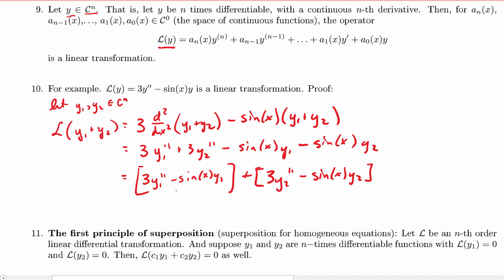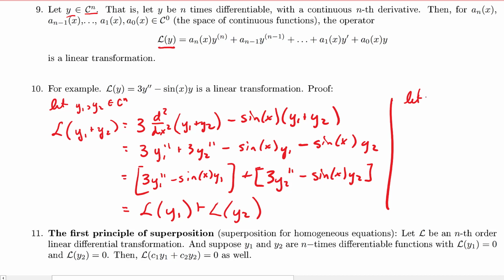And what is this expression right here? Well, this is what we would have gotten if we had applied the linear operator to just the function y1. So this gives me L of y1. Likewise, this is what we would have gotten if we'd plugged in y2 into our linear operator. So this is L of y2. And if you go back and look at our goal, yep, we've met that goal. We've just shown that this particular second order linear differential operator can be distributed over the sum of y1 and y2.